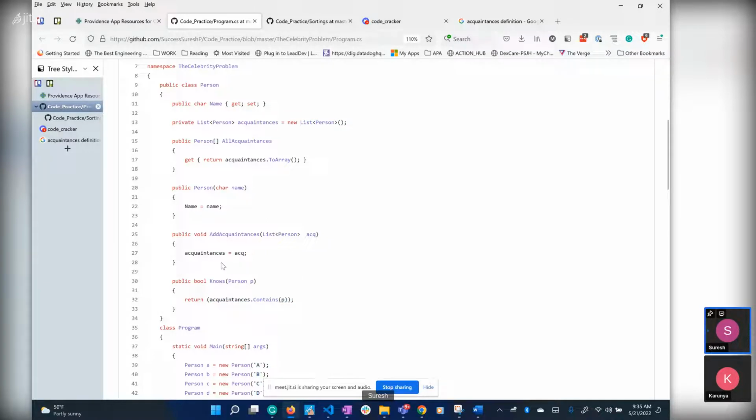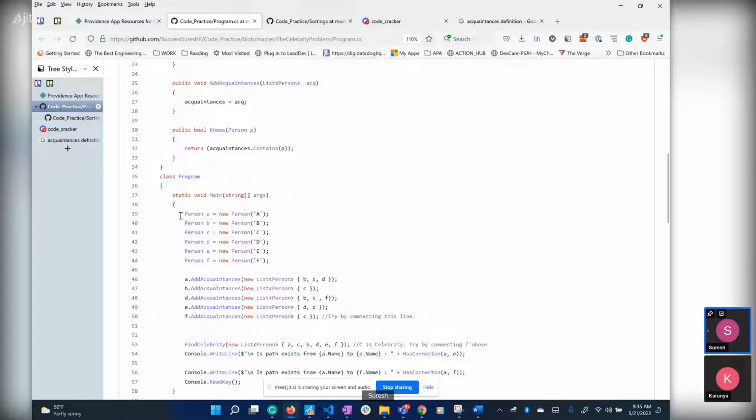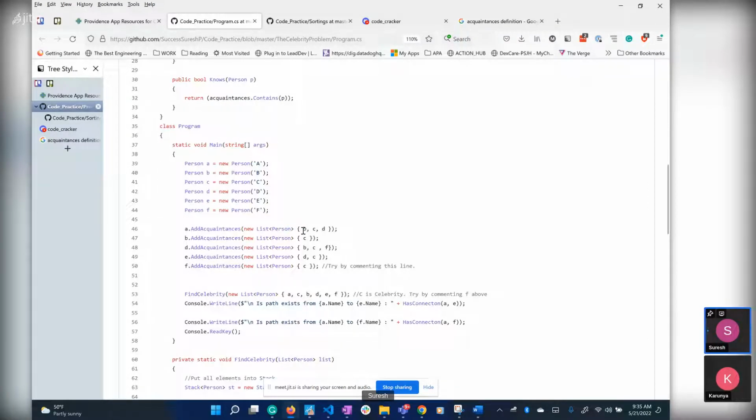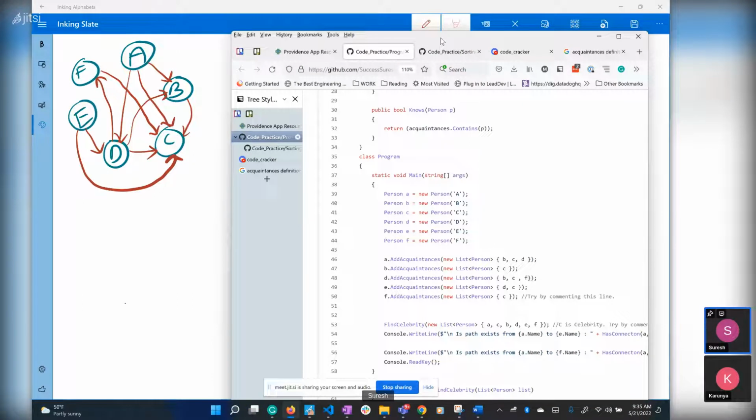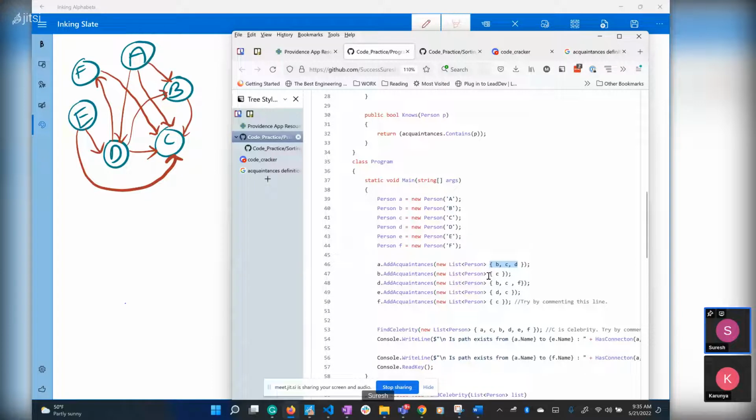Now here is the actual algorithm. This is exactly the same graph we had on the other screen. I created all six nodes here, and A has acquaintances B, C, D. A has connections with B, C, D, and B has a connection with C. D has connections with B, C, and F. Now F has a connection with C.